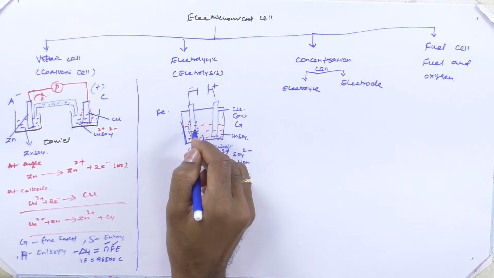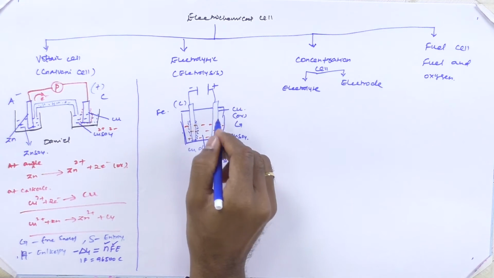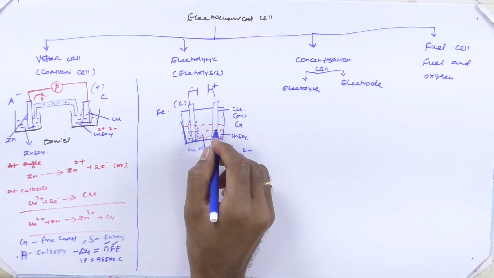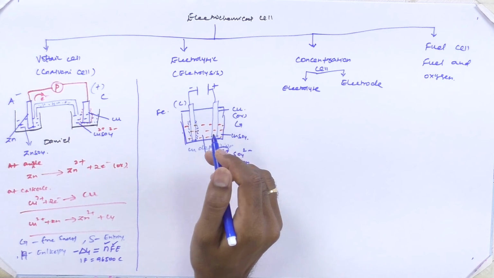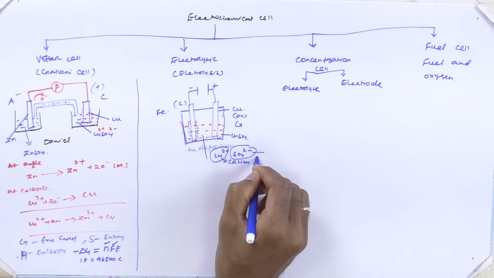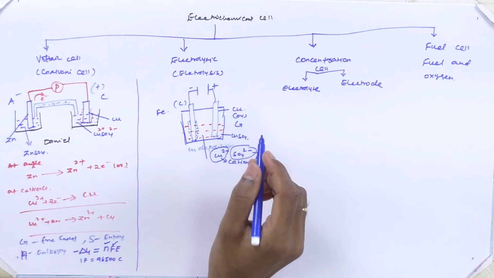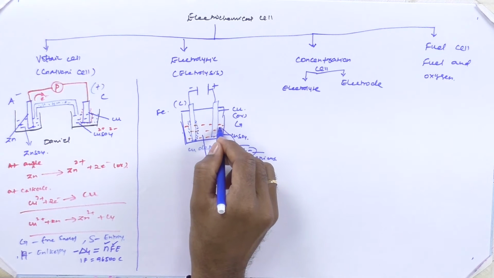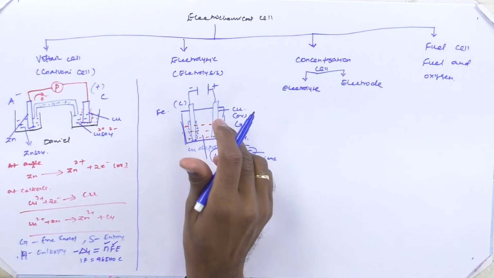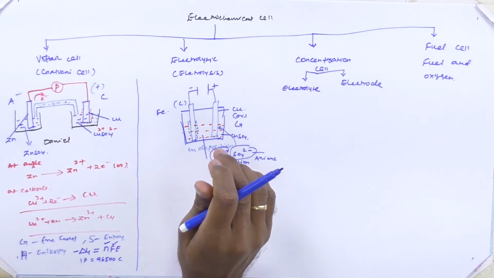So cations migrate towards the cathode. In the same process, there is a positive electrode, which attracts negative ions, and negative ions are called anions. So the positive electrode, that is the anode, attracts anions, and all the anions will migrate towards this positive electrode. This is called an electrolytic system.